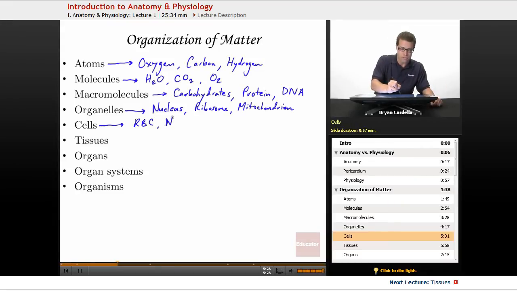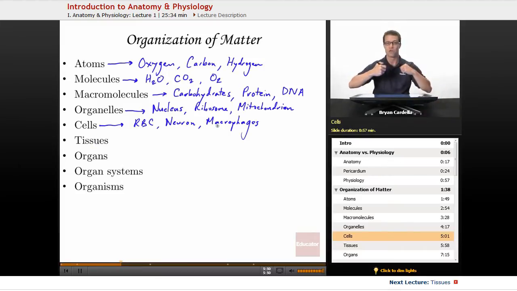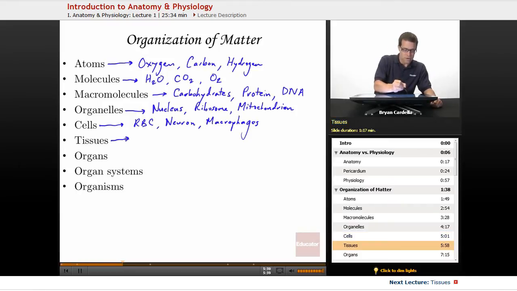Also, neurons. Neurons are the building blocks of the nervous system. Your brain's made of neurons, spinal cord, nerves made of neurons. And let's go with macrophages. Macrophages are cells that hang out in your tissues, we'll get to that in a sec, and those swallow up foreign invaders. They wrap their plasma membranes around and swallow up bacteria, viruses, stuff that doesn't belong in your body, and destroy it.